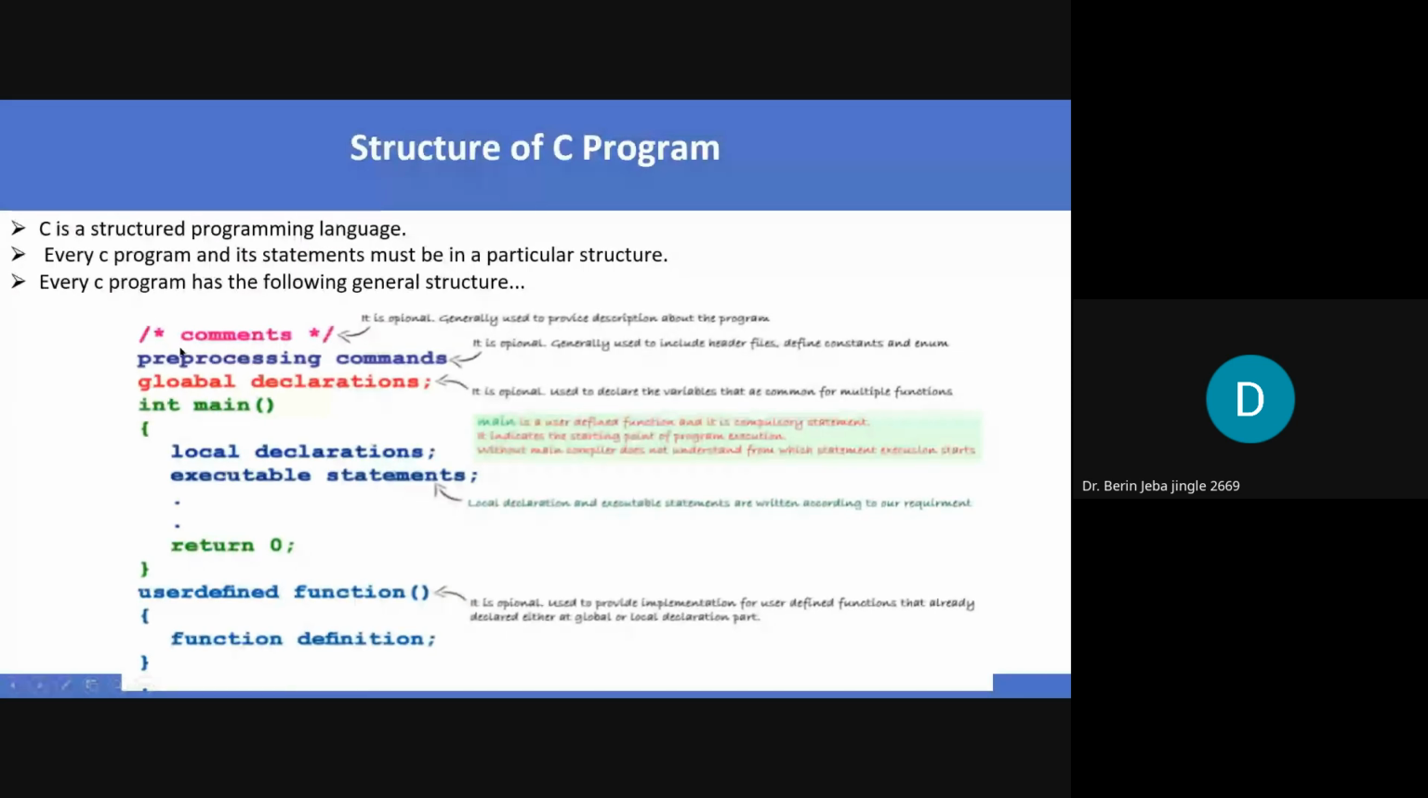Next, pre-processing commands means you are using header files. Then in the main program, inside the main program only, we give all the executable statements, local variables, everything. The main program opens with curly braces and closes with curly braces, and there can be any number of user defined functions.